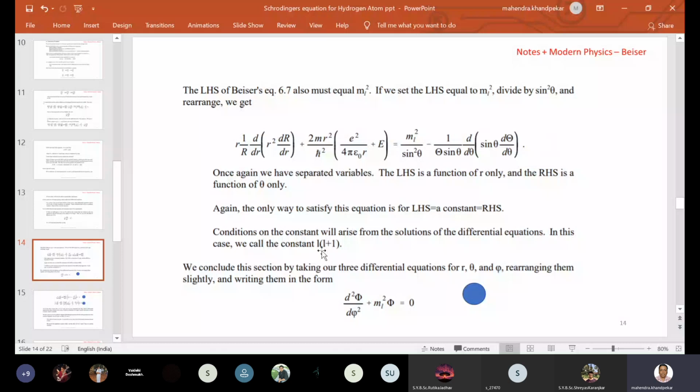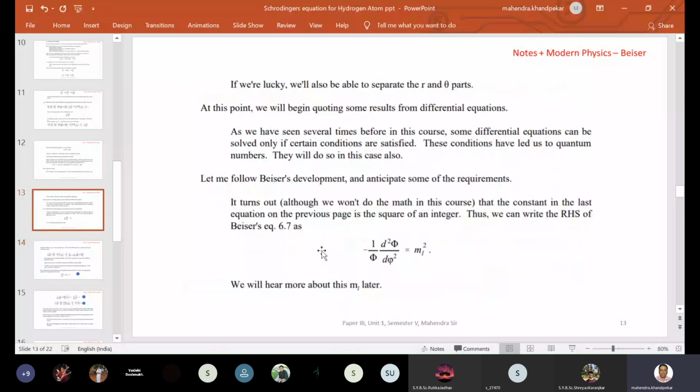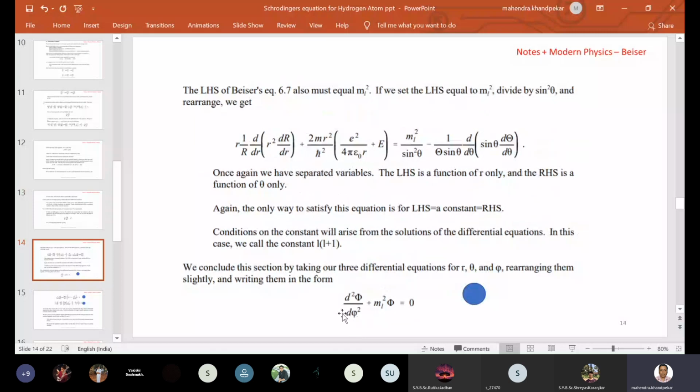So now we have three equations. The first one is this one, where you can rearrange the equation, take ml square on this side, and you come to this equation. That's the first differential equation. Then the other two we have separated to l(l+1), so you can rearrange them separately.